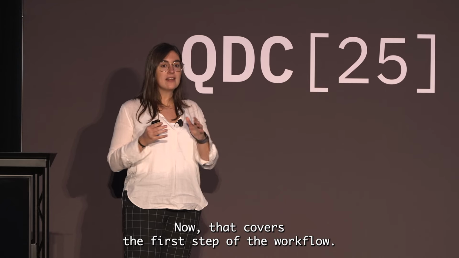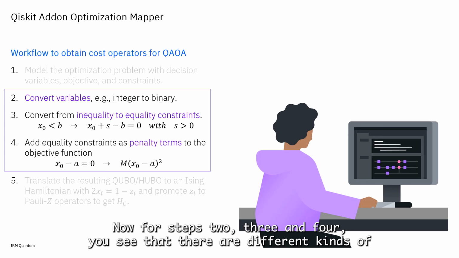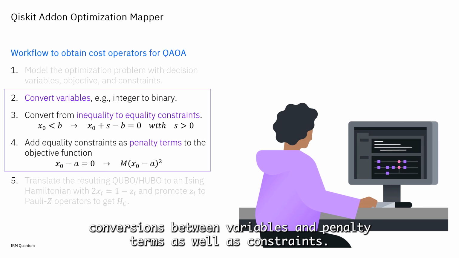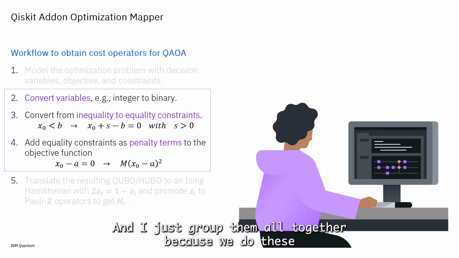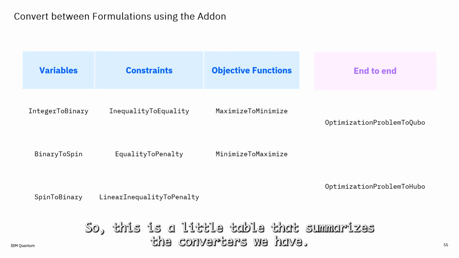Now, that covers the first step of the workflow. You can see there are different alternatives. For steps 2, 3, and 4, you see that there are different kinds of conversions between variables and penalty terms, as well as constraints. I just grouped them all together because we do these through another pillar of our add-on called the converters. So this is a little table that summarizes the converters we have.